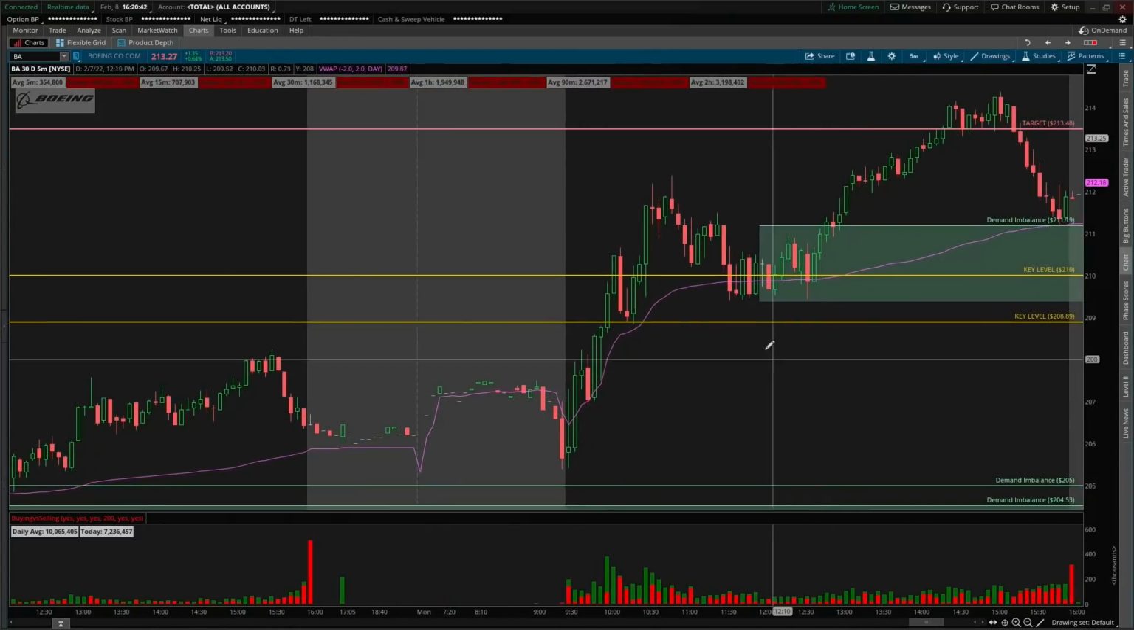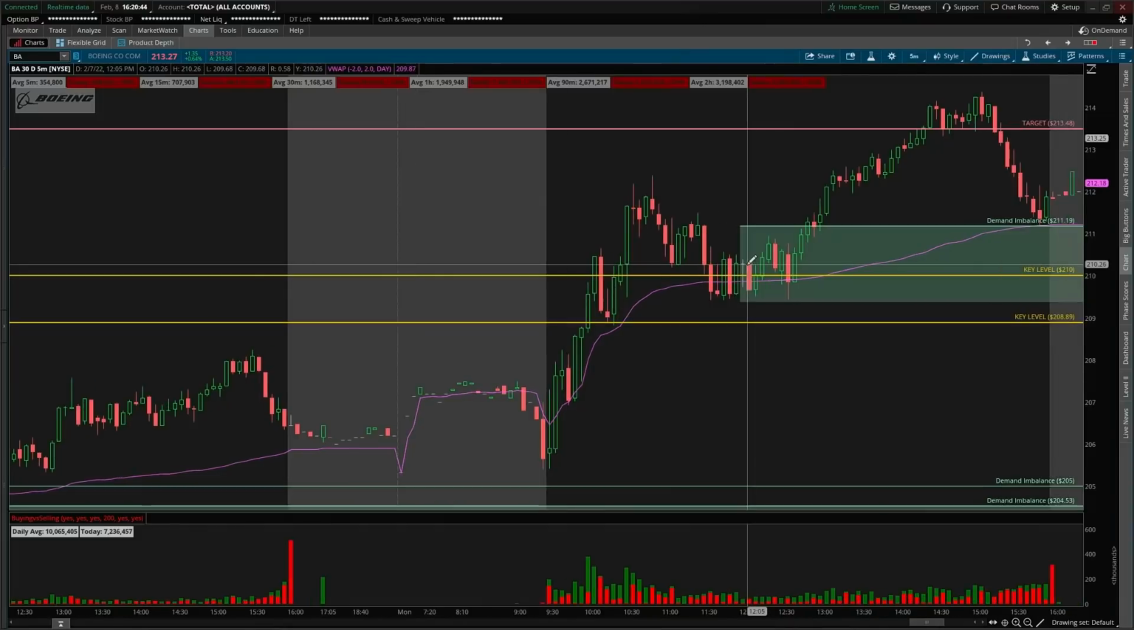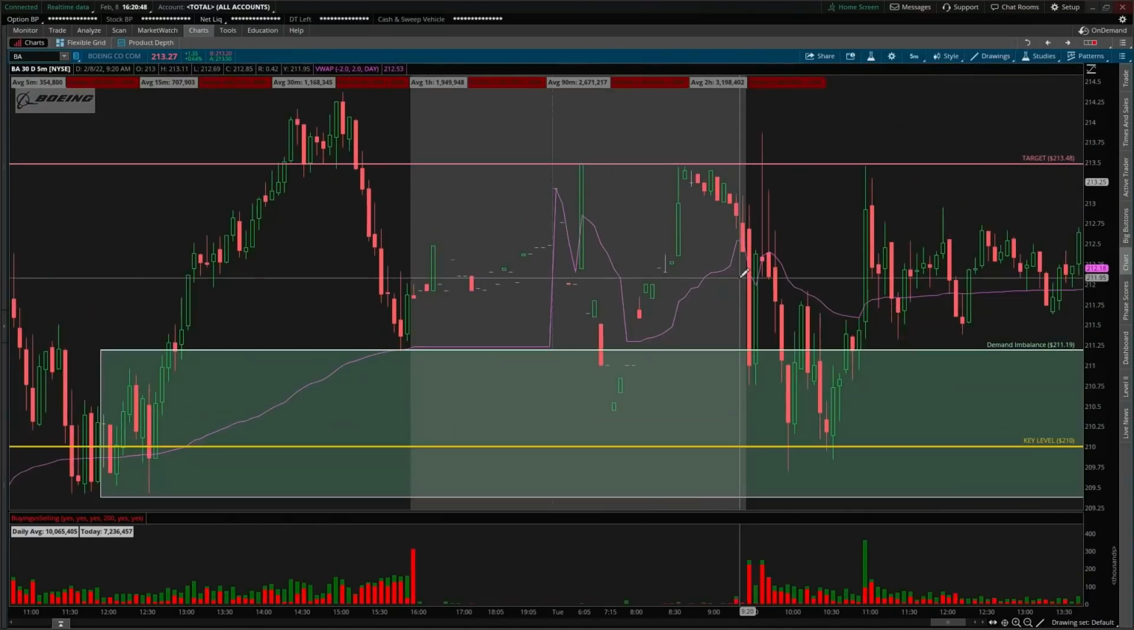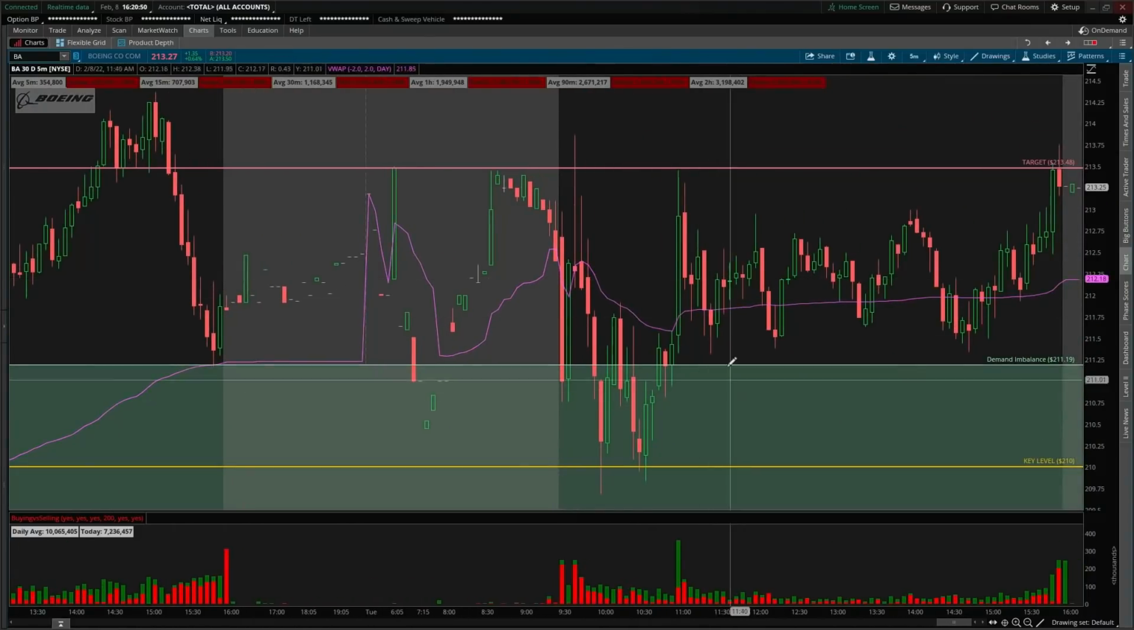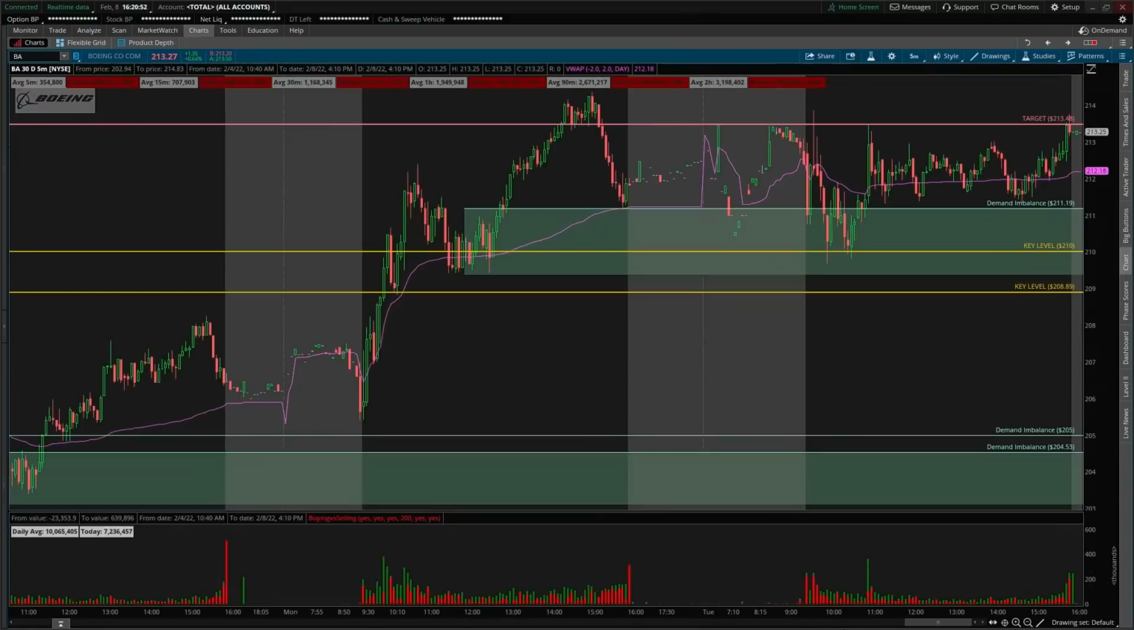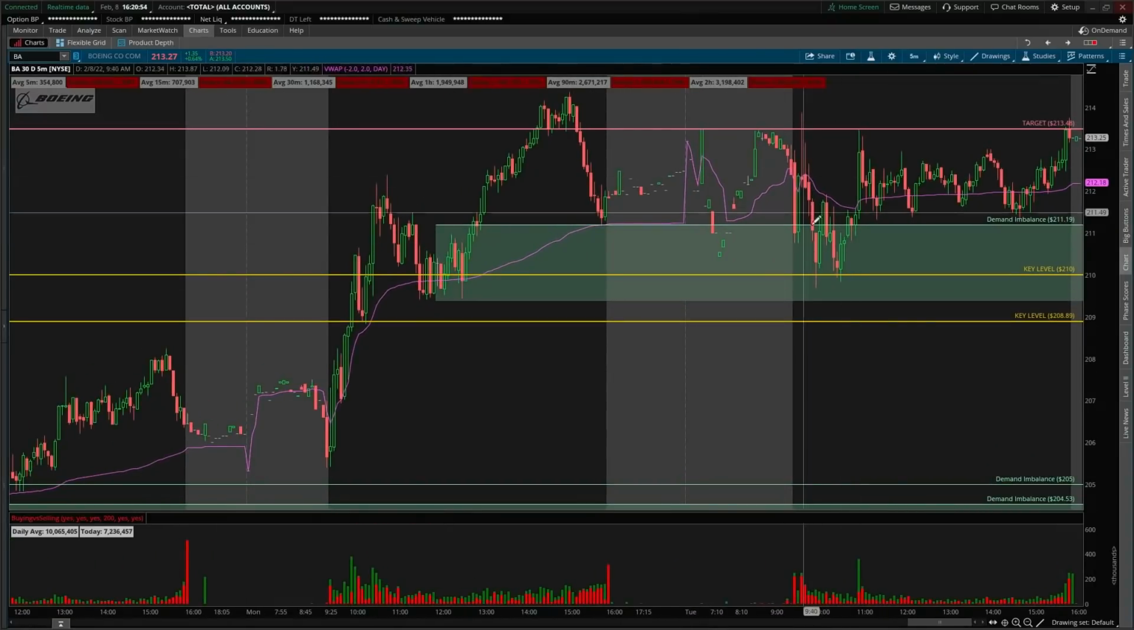Consolidated all afternoon, found a bid at VWAP, and this consolidation actually formed new demand that we tried bouncing at today, but it was very, very choppy. Actually bounced off the 210 key level again. But action like this, I try to avoid.